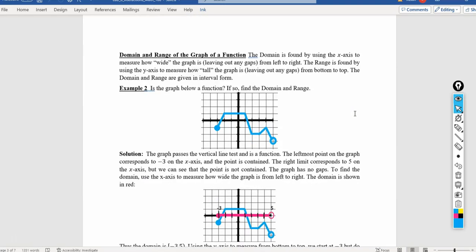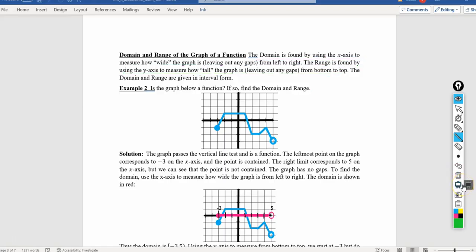Now, we've had domain and range in the last lab. How do you find the domain and range if you have the graph of a function? Well, the domain is found by using the x-axis to measure how wide the graph is from left to right. You give your answer in interval form. And then the range is found by using the y-axis to measure how tall the graph is from bottom to top and leave out any gaps. Again, you give your answer in interval form.